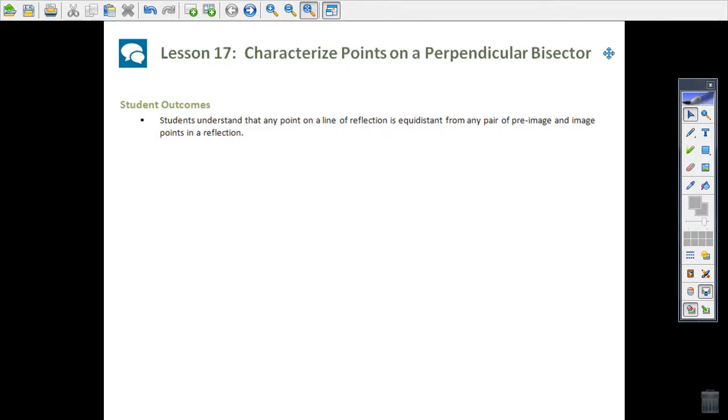So we're going to explore the perpendicular bisector idea and connect a vertex on the pre-image to its corresponding vertex in the image and define the relationship between those. That's the idea.